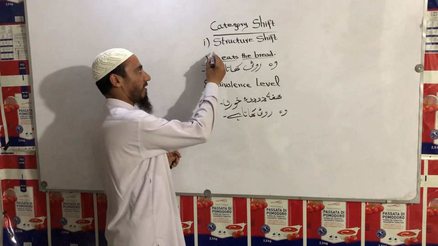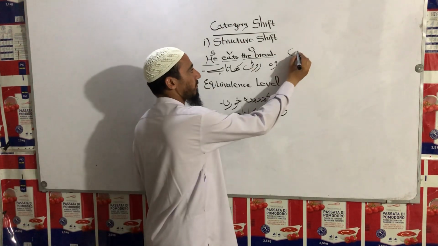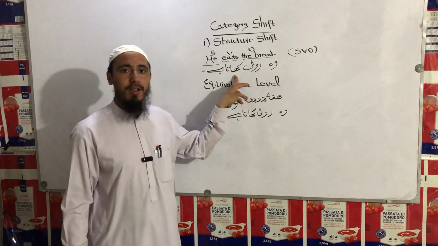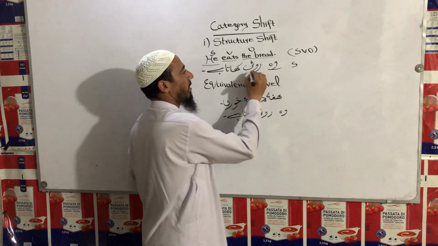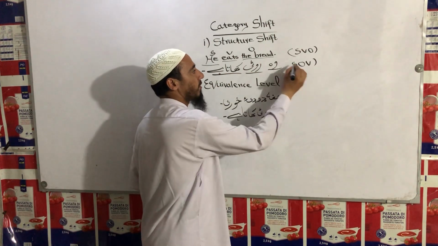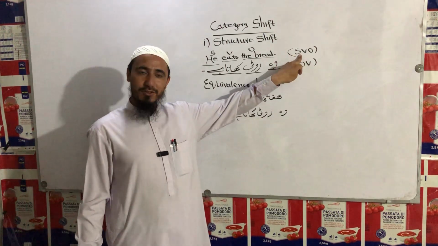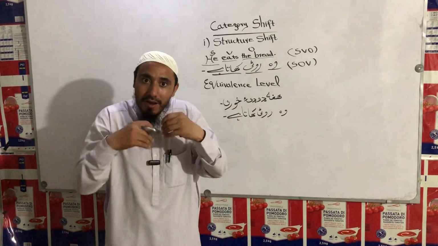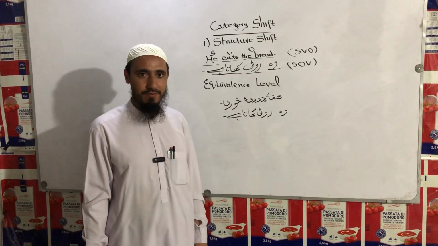For example, in English, first of all, we have the subject, then the verb, and then the object. So the structure is SVO. However, if we are talking about the Urdu language, the structure is, for example, Woh, that is the subject, Roti, that is the object, and Khata hai, that is the verb. So in Urdu, the structure is SOV. In English, the structure is SVO. So when these structures become different in translation, this is called structure shift.